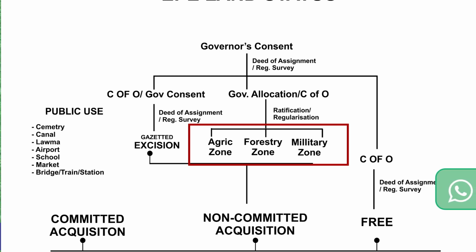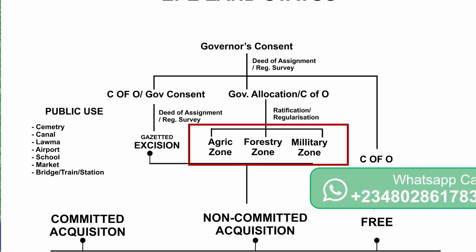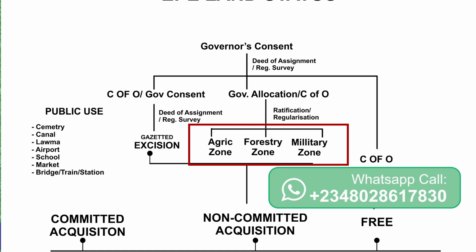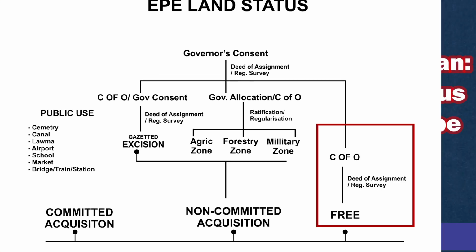When they are doing allocation, I can't guarantee which part they will give you. Any part you fall into, you are going to do your documentation on it like that. Basically. Alright, so let's go to the part of the table. From free or residential, you can go to CFO straight up. No regularization or ratification needed.